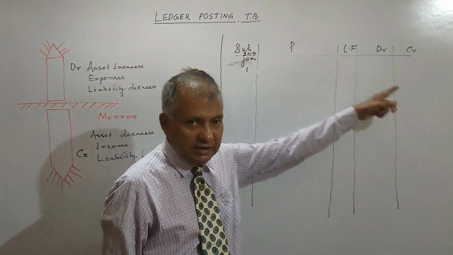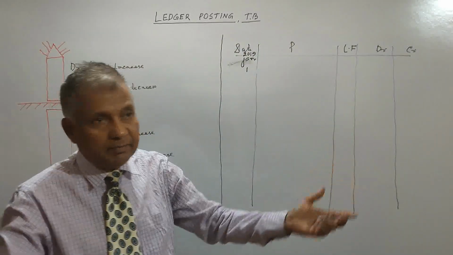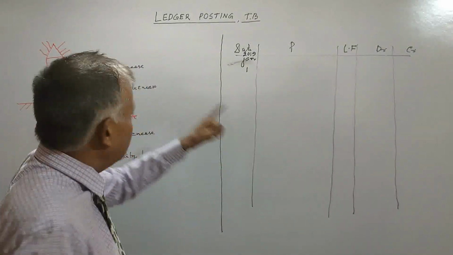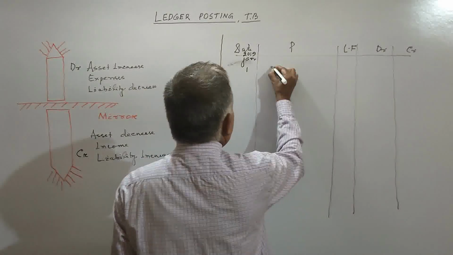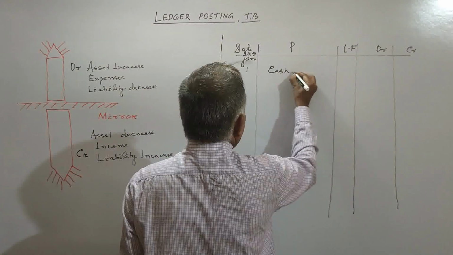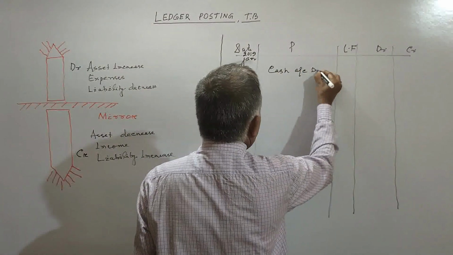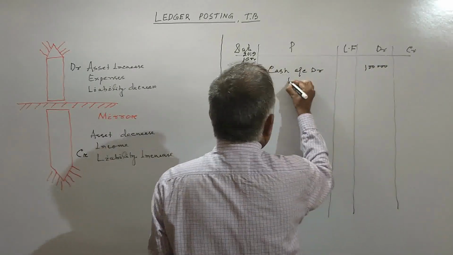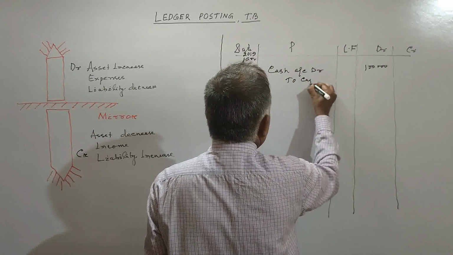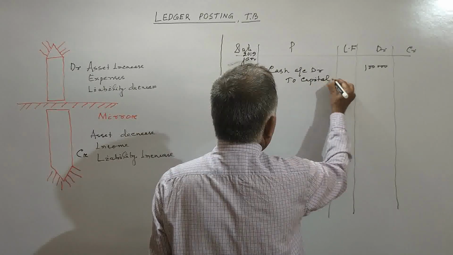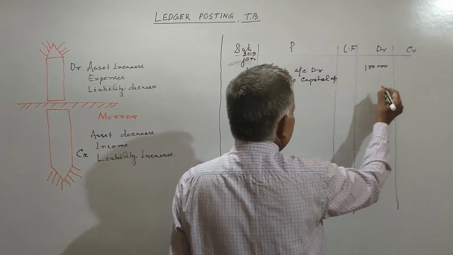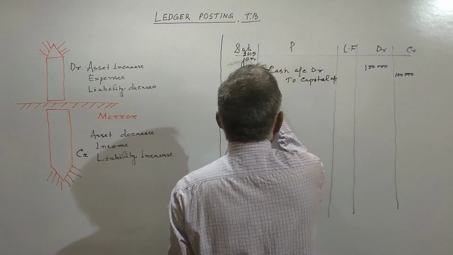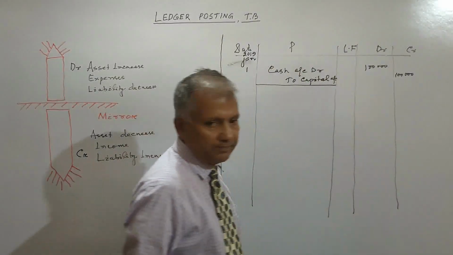In the books of business, money, cash is coming in. When cash is coming in, cash is an asset. Asset increase, so cash account debit. Cash account debit 1 lakh to capital account. This is your credit 1 lakh. Being the business started with cash.